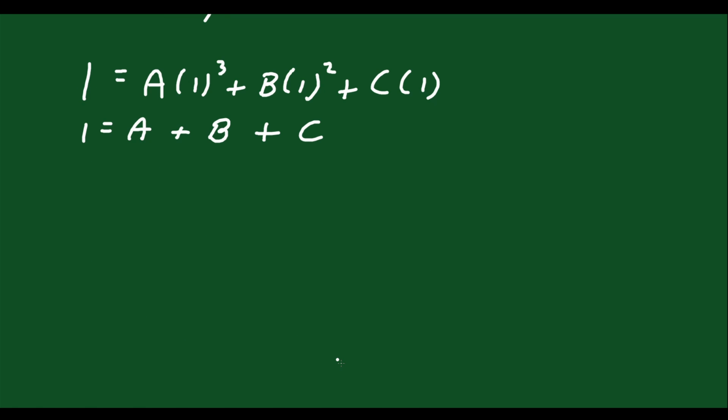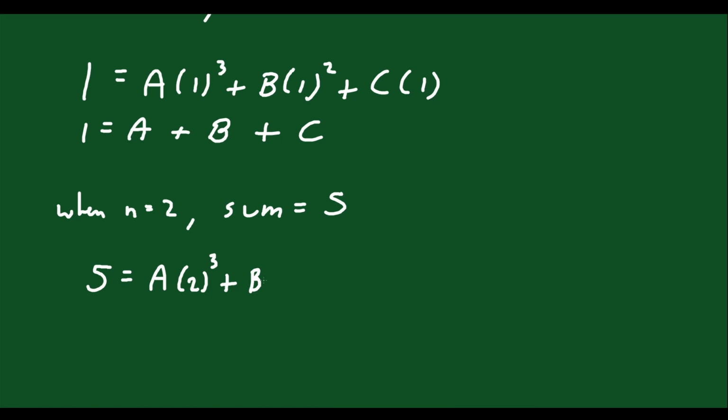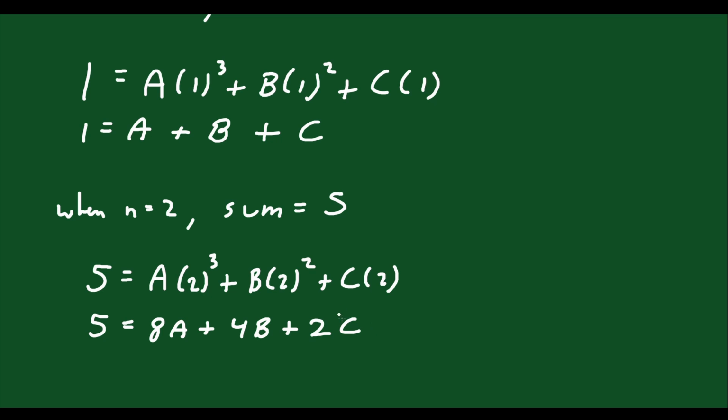Now, what about when n is equal to 2? When n is equal to 2, we said the sum was equal to 5, right? You can reference that table before. We said the sum was equal to 5 when n is equal to 2. So we can say 5 is equal to a 2 cubed plus b 2 squared plus c times 2. Simplify all this, you get 5 is equal to 8a plus 4b plus 2c. So that's another equation we have.